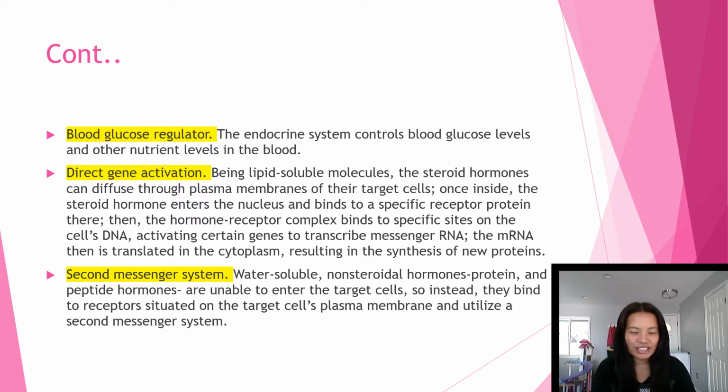Direct gene activation. Being lipid-soluble molecules, the steroid hormones can diffuse through plasma membranes of their target cells. Once inside, the steroid hormone enters the nucleus and binds to a specific receptor protein in there, okay? Then the hormone receptor complex binds to specific sites on the target cell's DNA, activating certain genes to transcribe messenger RNA. Then the mRNA is translated in the cytoplasm, resulting in the synthesis of new proteins.